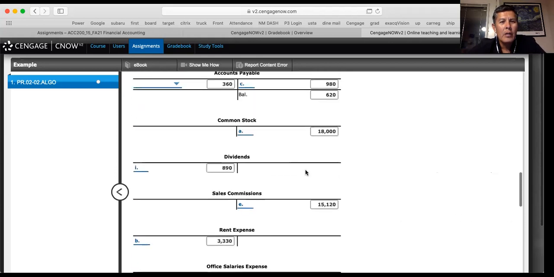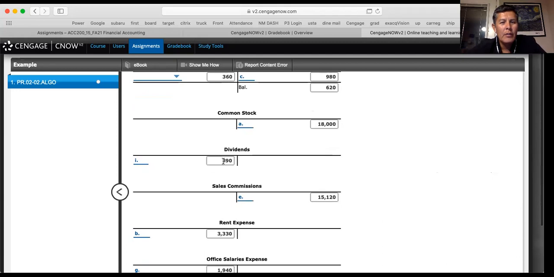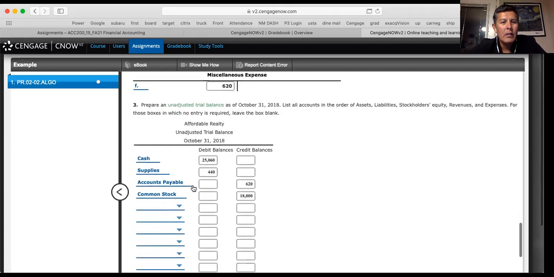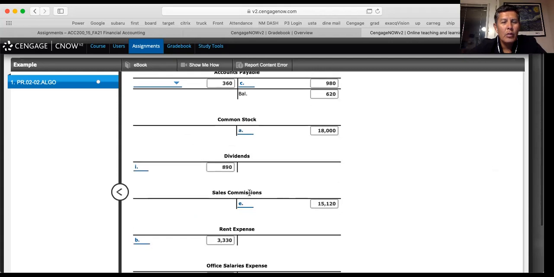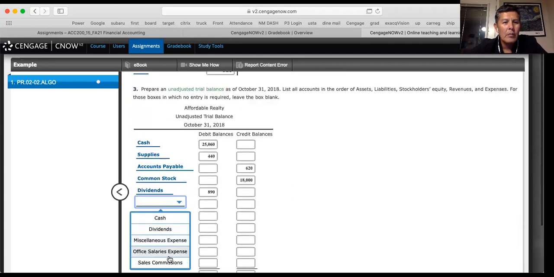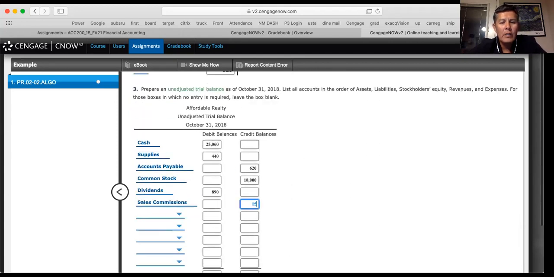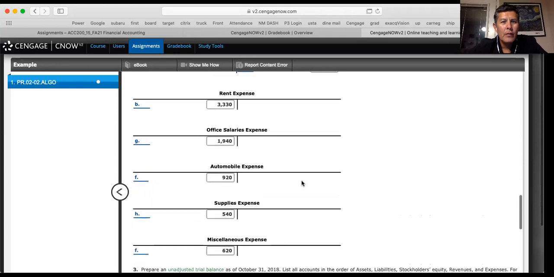After common stock, we're going to dividends. Dividends, and we have a debit balance of 890. Dividends, 890. After dividends, now we're moving into our income statement. Sales commission is a credit, 15,120. Sales commissions, 15,120. Okay. After sales commissions, we have rent expense.